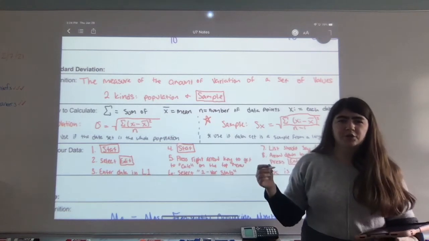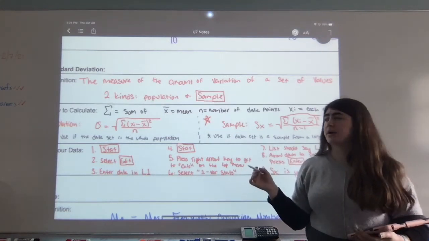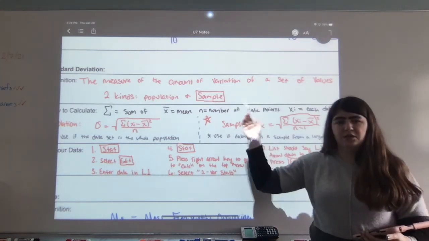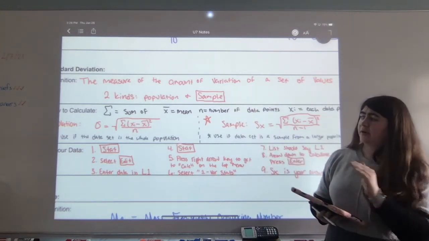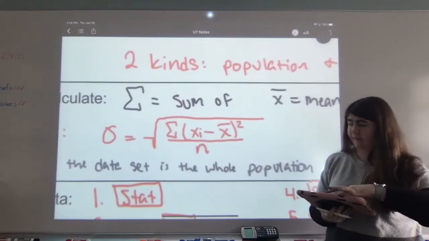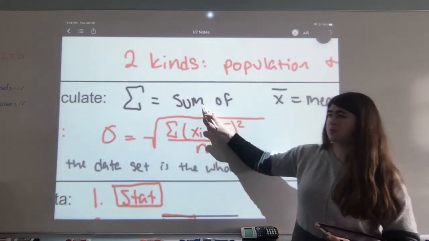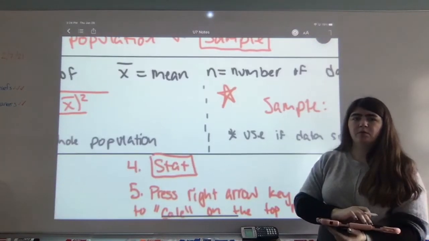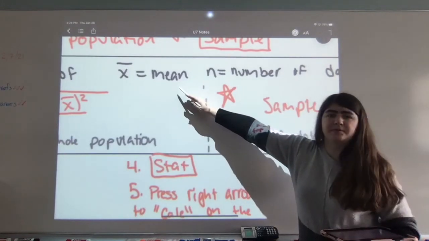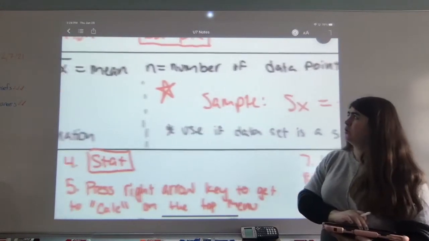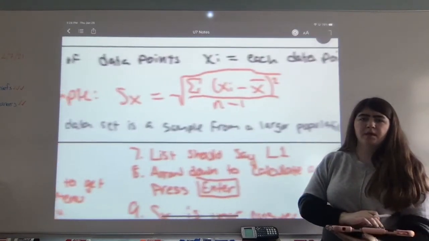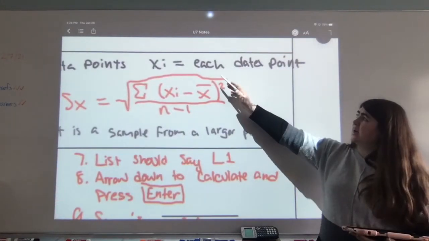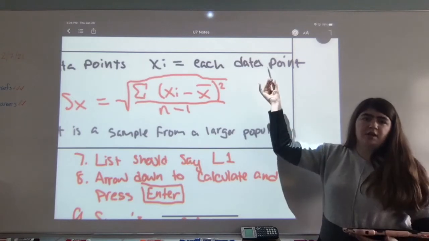When you get to Algebra 2, and if you take AP Stats, then you'll run into situations where you need to use both. But we're going to start with sample. So how to calculate? We again have capital sigma, which means the sum of. We have x bar to represent the mean. We have n to represent the number of data points. And we have xi, which means each data point.